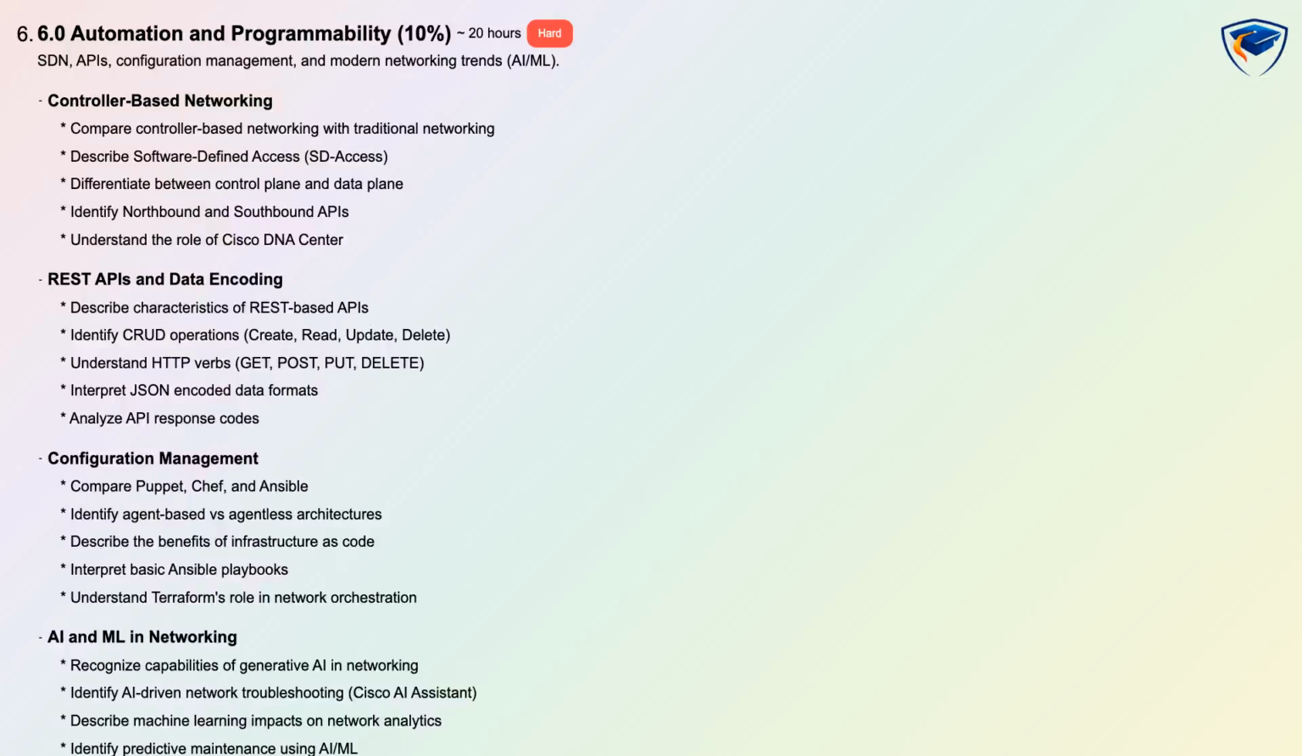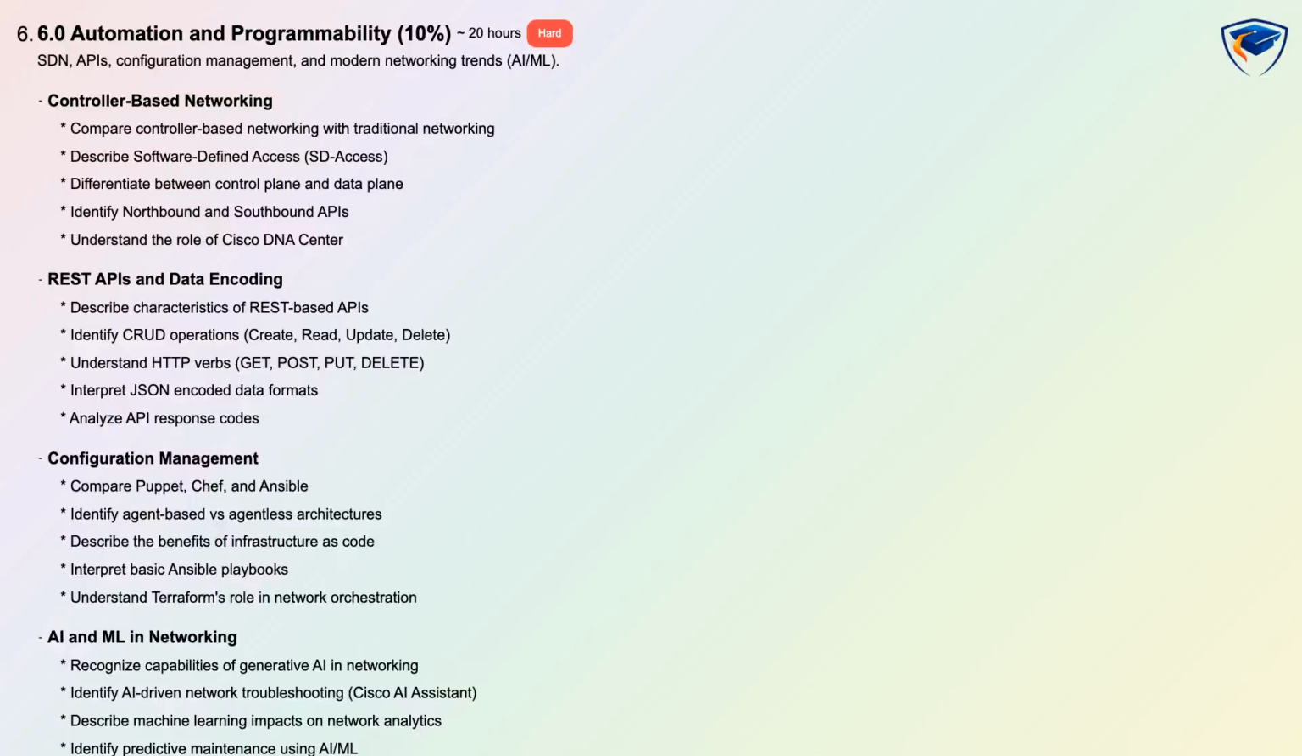Domain 6.0 Automation and Programmability is 10% of the exam, marked hard, with about 20 hours estimated and conceptual scenario assessment. You will compare controller-based networking and SD-Access with traditional distributed control models and identify northbound and southbound APIs and the role of Cisco DNA Center.